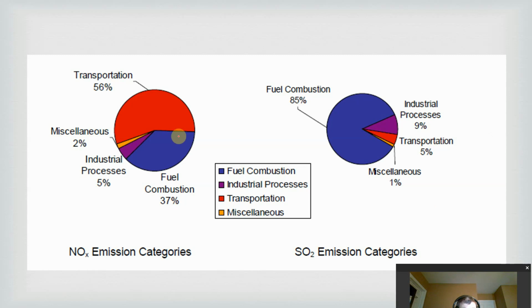Nitrogen oxide emissions, notice more than half, 56% of them, come from transportation, from emissions from vehicles. Whereas sulfur dioxide emissions, 85%, come from the combustion of fossil fuels in industrial settings.